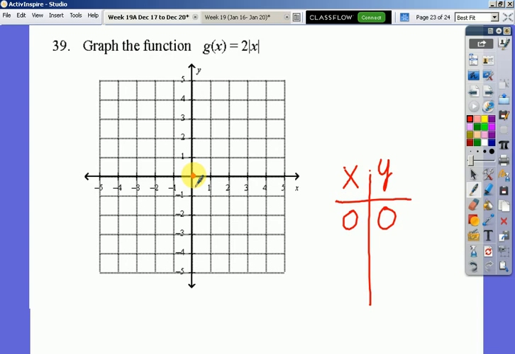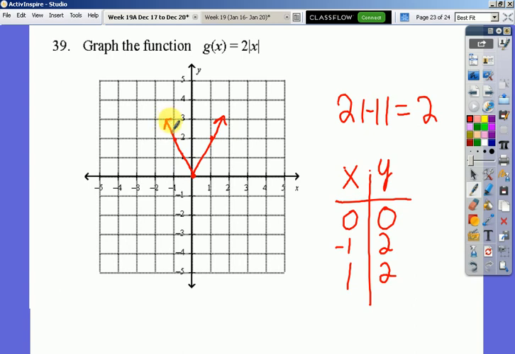Take 1 point to the left, negative 1, and 1 point to the right. If I plug in negative 1, 2 times the absolute value of negative 1 is 2. So if this is 2, what is 1? 2. Why? Because of symmetry. So, 0, 0, negative 1, 2, and then 1, 2, and then I form my V shape.